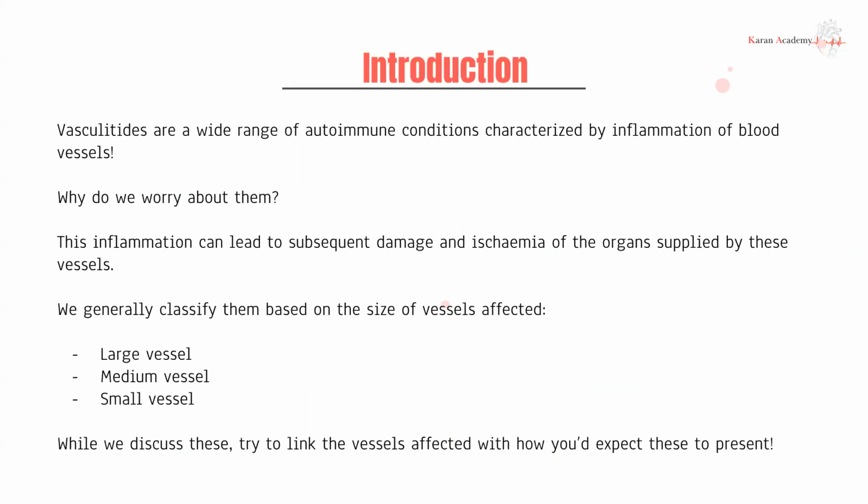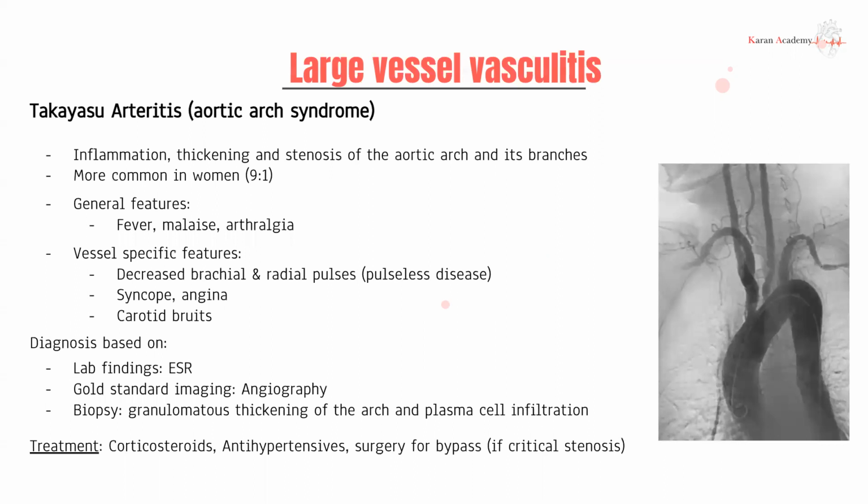We usually classify them based on the size of the vessels that are usually affected. So you have large vessel, medium vessel, and small vessel vasculitides. And I think when we talk about the diseases, try to think of what each of these vessels supply and how inflammation or damage to these vessels is going to present clinically. Let's start with large vessel vasculitis. There are two main ones we'll be talking about, Takayasu arteritis and temporal arteritis or giant cell arteritis.